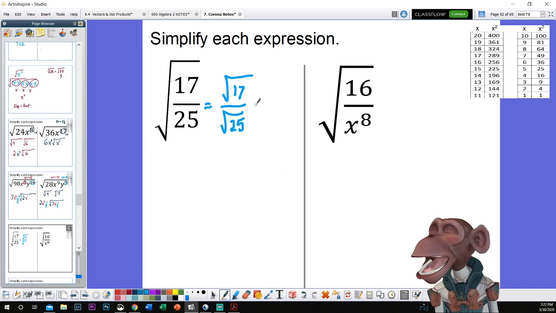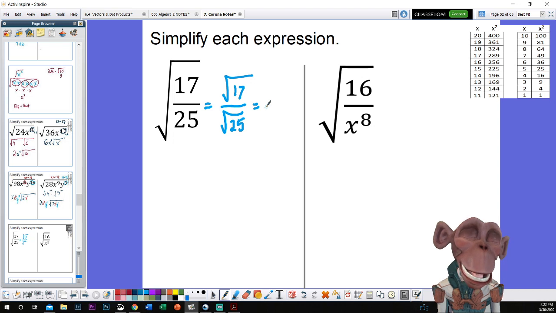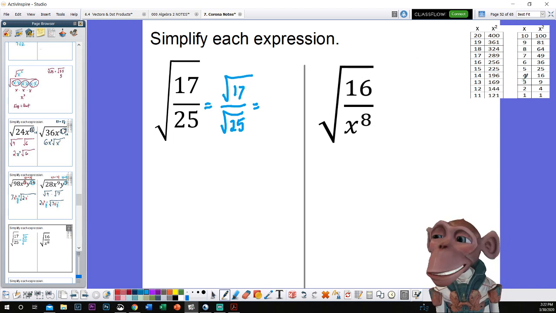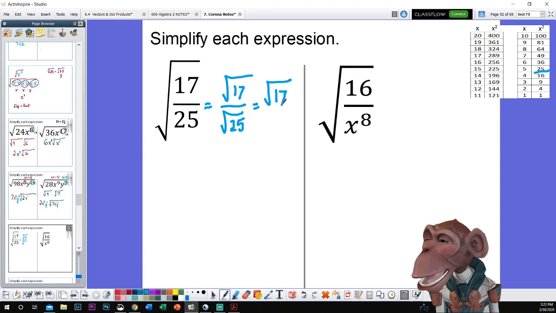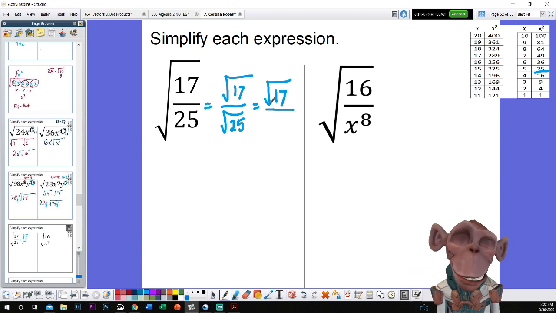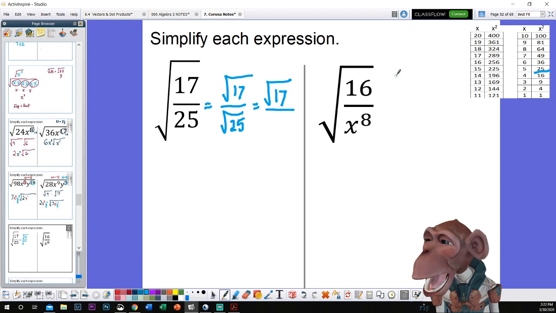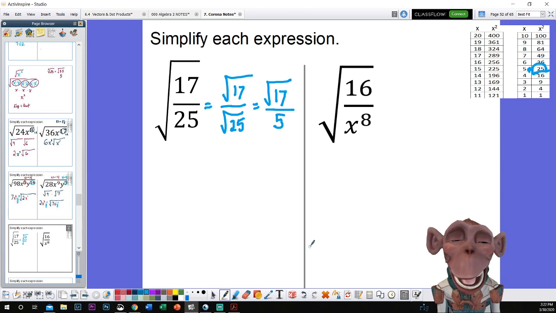Okay, so now I try to see, can I take the square root of 17? Well, I tried dividing 17 by 16, 9, and 4, and none of those work. So 17 is not square rootable. It's just the square root of 17. You can't reduce it. Square root of 25, though, look here. We know the square root of 25. It's right there. It's 5. So I'm going to change that to a 5. And that's all we had to do with that one.